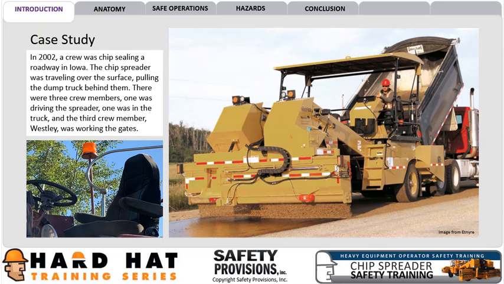In 2002, a crew was chip sealing a roadway in Iowa. The chip spreader was traveling over the surface, pulling the dump truck behind them. There were 3 crew members. One was driving the spreader, one was in the truck, and the third crew member was working the front hopper.